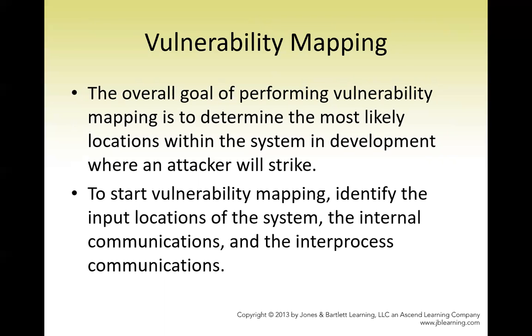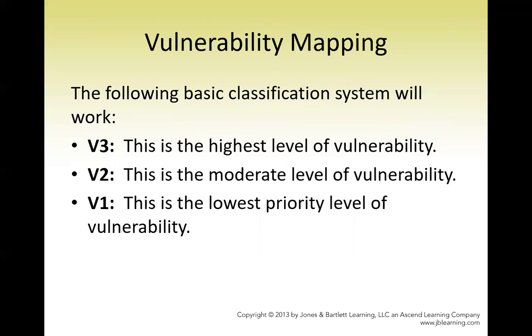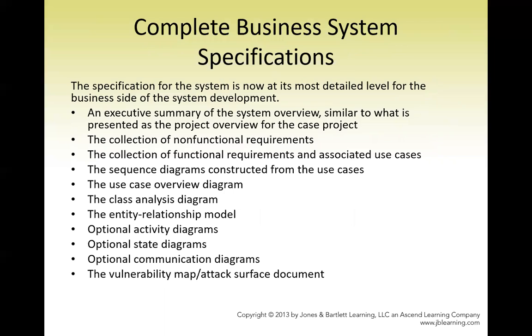To start vulnerability mapping, identify the input locations of the system, the internal communication, and the inter-process communication. The following basic classification system will work. V3 is the highest level of vulnerability. V2 is the moderate level of vulnerability, and V1 is the lowest priority level of vulnerability.